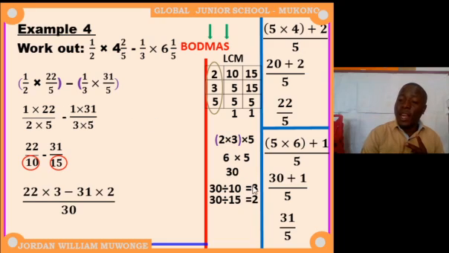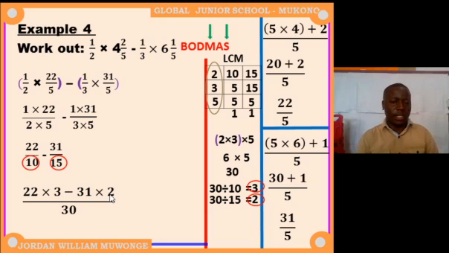Then in the next step, get the first numerator, which is 22, times these 3 here, the first result you got out of division. Then the second numerator, 31, multiply it with 2, which is the second result, the second quotient. But in between, remember there is subtraction.